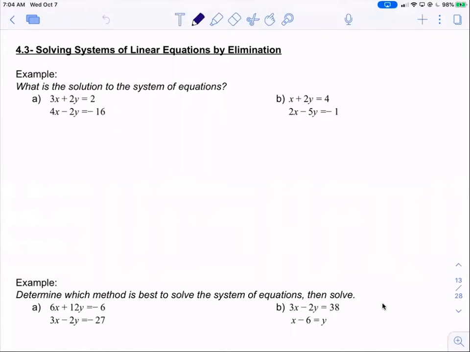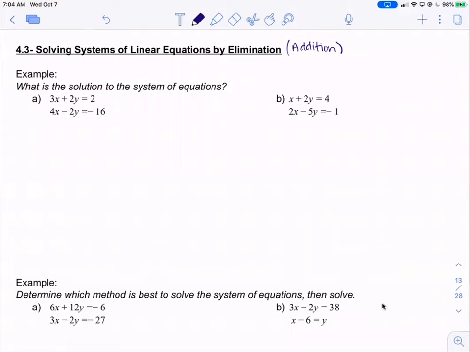Okay, so today we're going to talk about 4.3, solving systems of linear equations by elimination. Another method that we know this by is addition, and we'll talk about why here in a bit. Okay, so this is the third method. This method is easiest when we're in standard form.